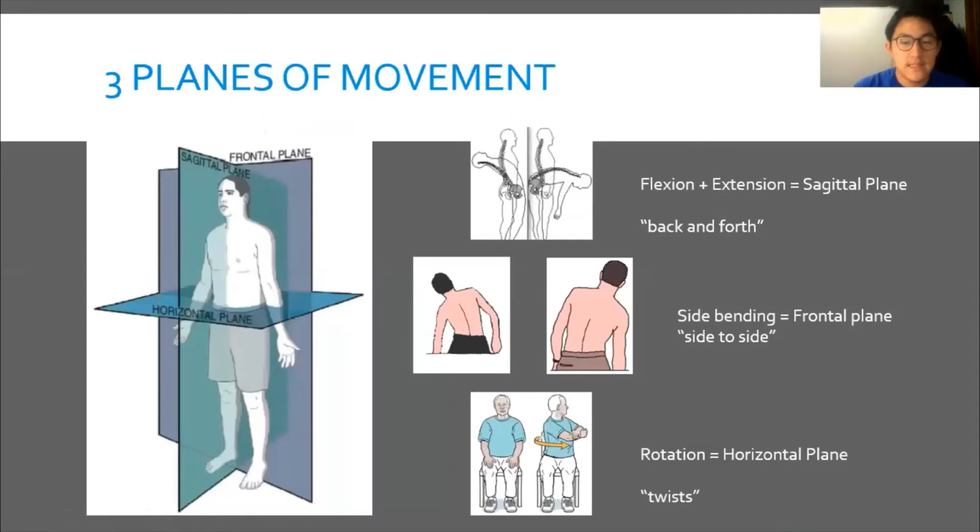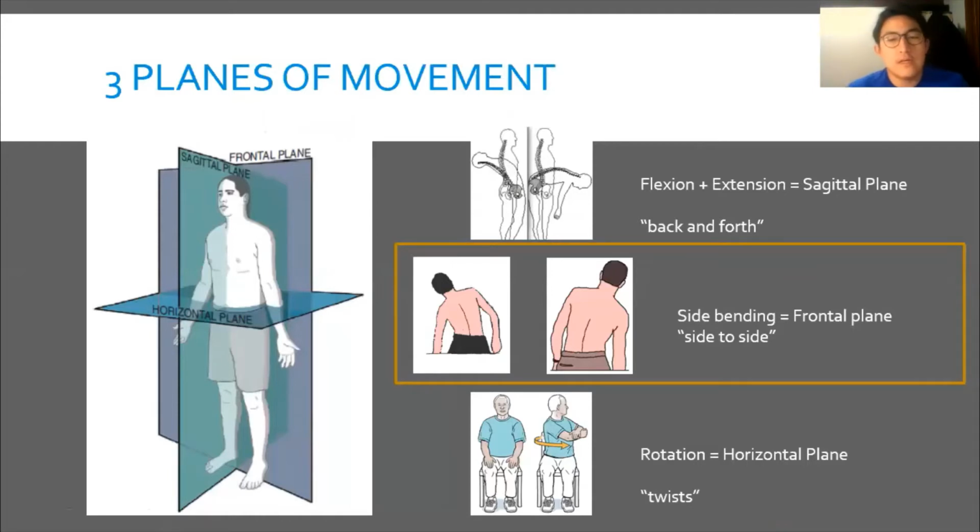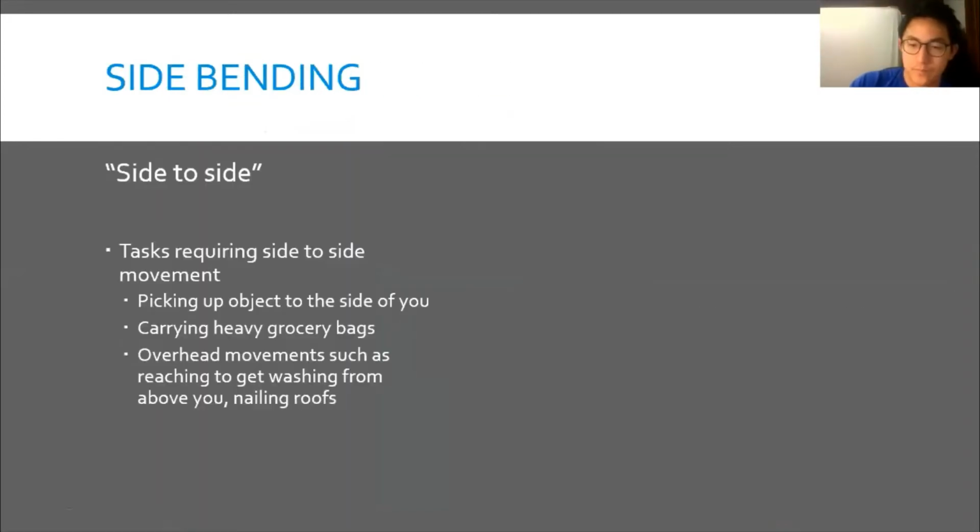Another one we can look at is what we call side bending. Side bending, instead of happening in the sagittal plane, happens in the frontal plane, which is the purple shade there. So when we bend from side to side, if we side bend to the right, our right shoulder is going to drop towards the floor. If we side bend to the left, we're going to go the other way.